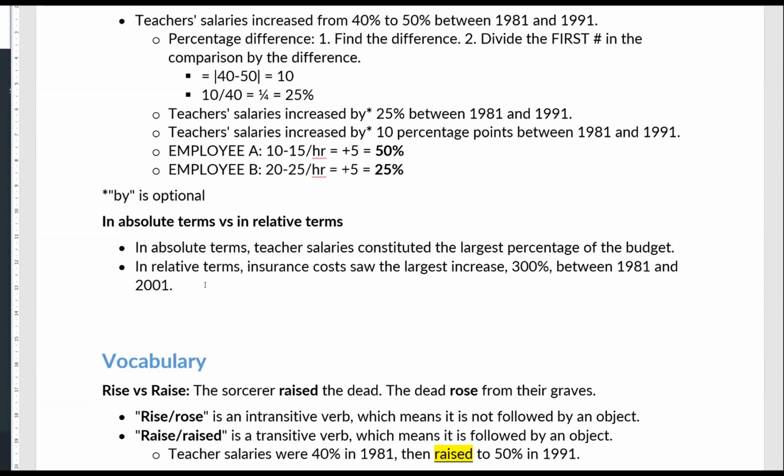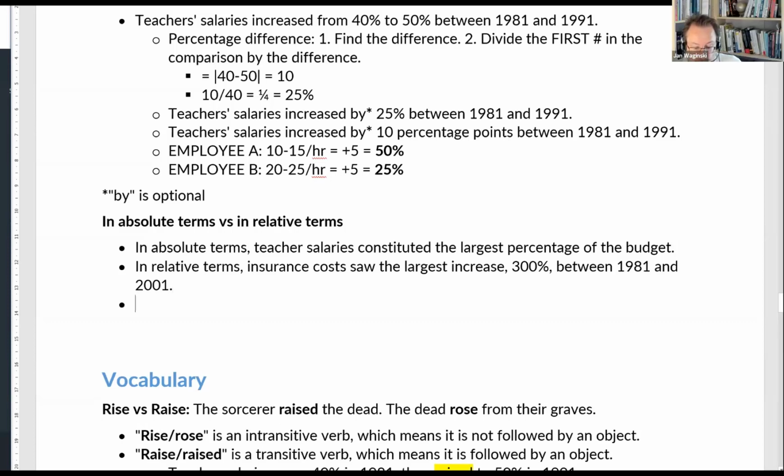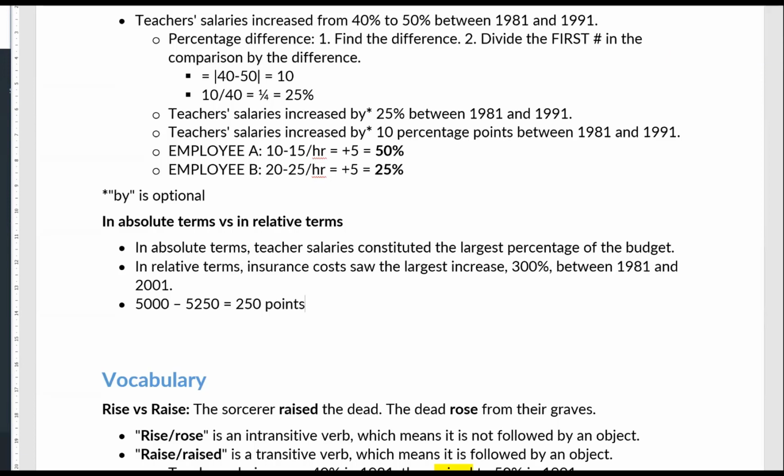Is it because it's difficult to calculate all the time? Why do they go by points? Well, if it increased by 250 points, this is just very easy to say. You don't have to do any calculation. It's just subtraction. If you want to do the percentage change, then you have to actually do the calculation.